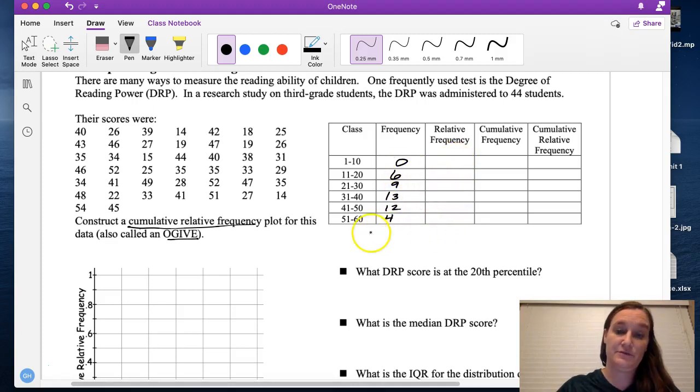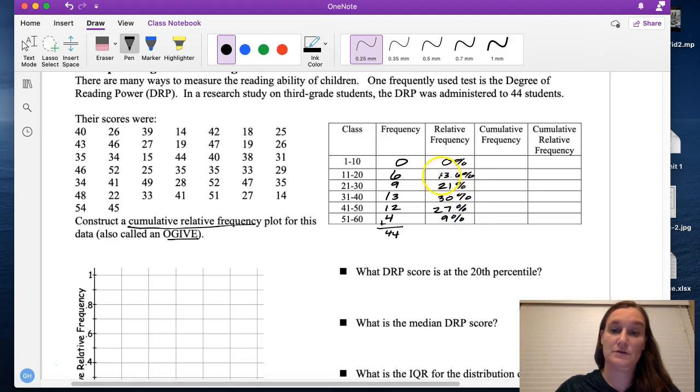To find our relative frequencies, remember that's a percent, so we've got to add these up and get a total. So there's 44 total. All right, so then we divide to get our frequencies. So relative frequency is 0%. 6 out of 44 is 13.6%. I don't know why I did a decimal for this. You could round. I'm going to round the rest of them. 21%, 30%. And these may not add up to 100 because I'm rounding. 27% and 9%.